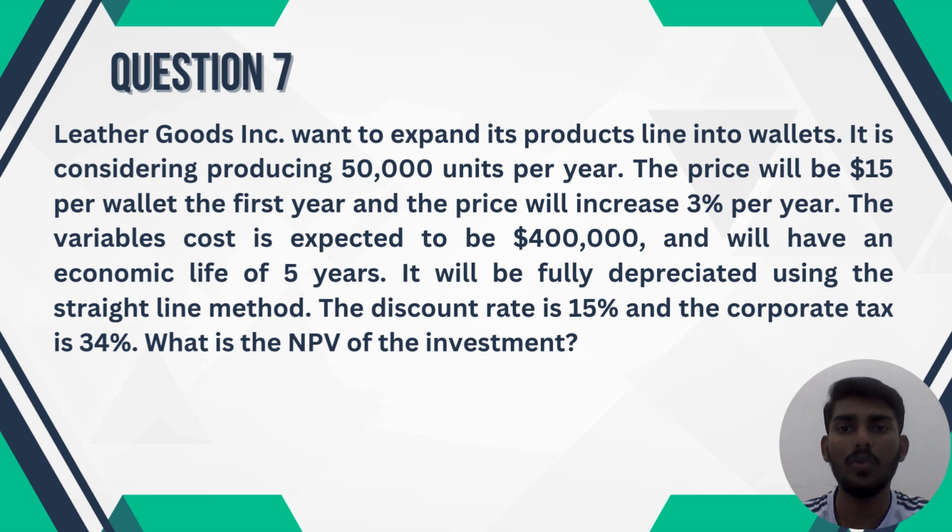Leather Good Incorporation wants to expand its product line into wallets. It is considering producing 50,000 units per year. The price will be $15 per wallet the first year, and the price will increase 3% per year. The variable cost is expected to be $400,000 and will have an economic life of 5 years. It is fully depreciated using the straight line method. The discount rate is 15% and the corporate tax is 34%. What is the NPV of the investment?